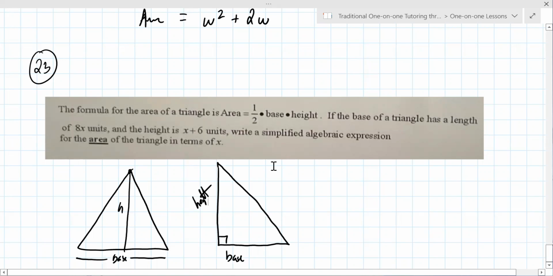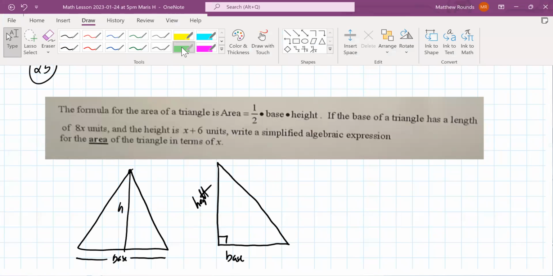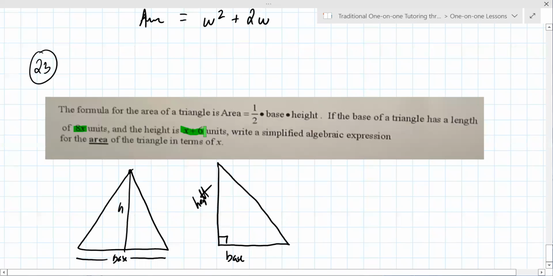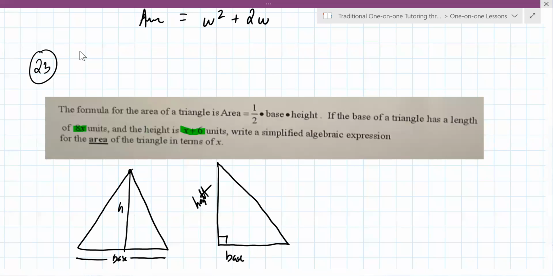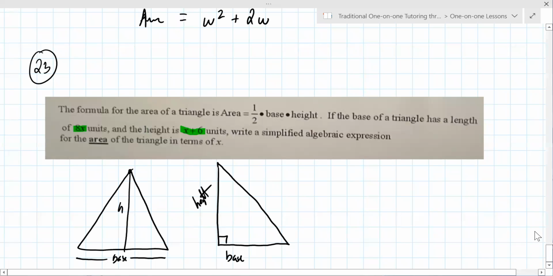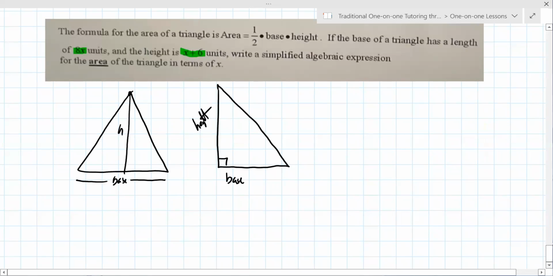All right. Okay, so let's look at this problem here. They give you the formula for the area of a triangle. It is 1/2 base times height. Base times height, cut it in half. Two triangles make a rectangle. That's why it's cut in half. If the base of a triangle has a length of 8x units, and the height is x plus 6 units. So notice here they're just giving you the formulas. They say to write a simplified algebraic expression for the area of the triangle in terms of x.